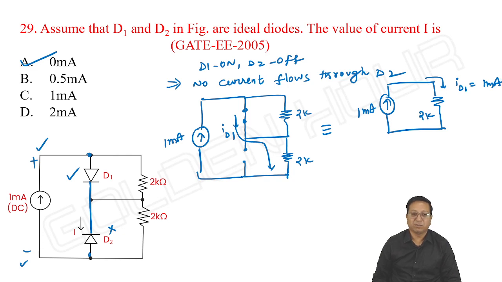Right? It is also possible. See, sometimes they may ask to find ID1. It is simply 1 milliampere. Or the current through this 2 kilo ohm, that is 1 milliampere. Such things are possible. It is also a good question. A very simple one.